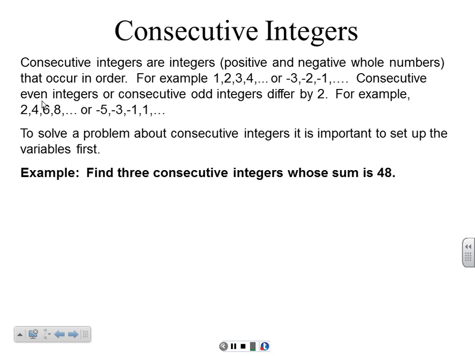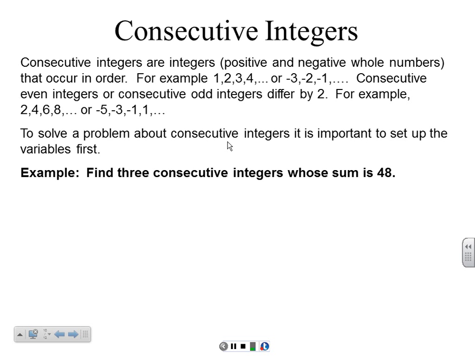Consecutive even integers or consecutive odd integers differ by 2. So you're counting up by 2's. So for example, you have 2, 4, 6, 8. Or negative 5, negative 3, negative 1, and then even 1. And you can keep going.